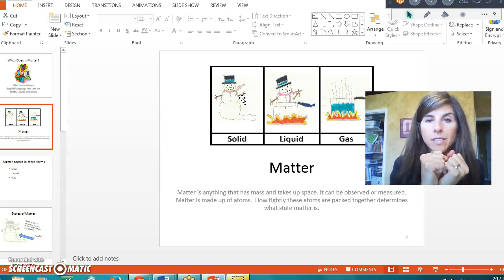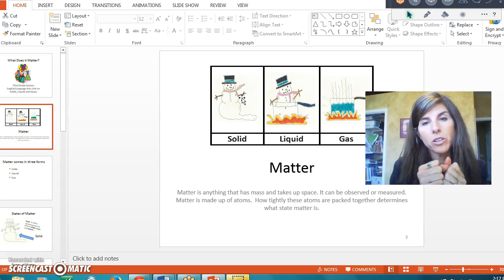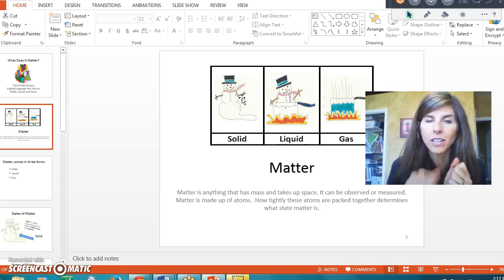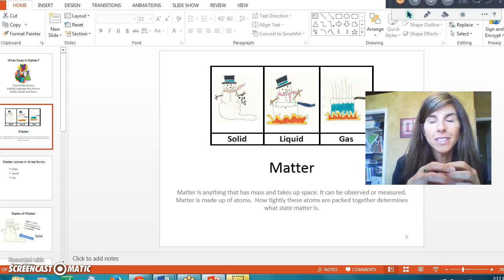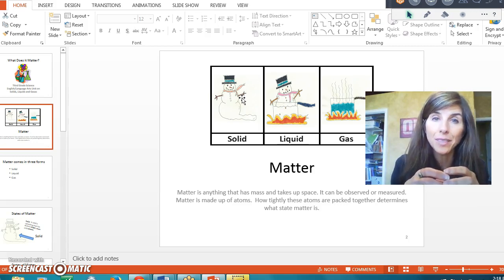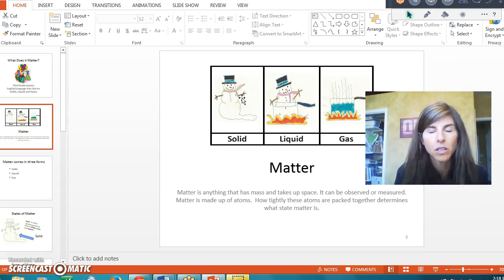So a solid takes a lot to break, depending how hard that solid is. A snowman would be harder to break than my desk or my computer. If I were to drop a snowball, that snowball would break pretty easily. But the computer would break, but it wouldn't break as easily as a snowman.